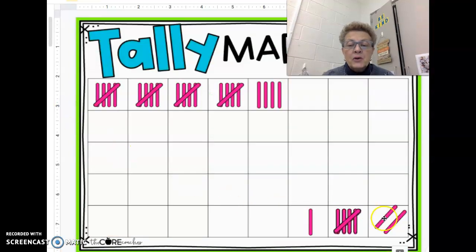Our tally marks, we're going to go ahead and add a diagonal tally mark. And we're going to make that a group of 5. We're going to count these by, that's right, by 5s. Count with me. Here we go. 5, 10, 15, 20, 25.